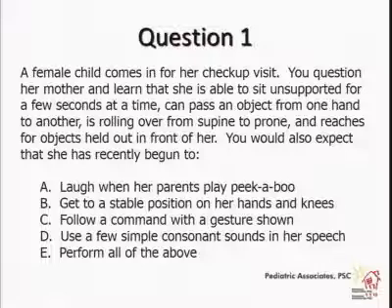And the answer is D. All of the other things would actually be precocious development.